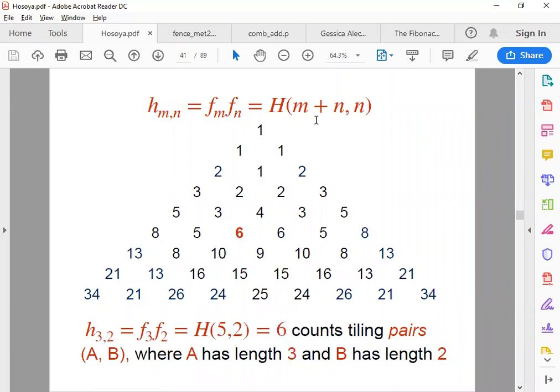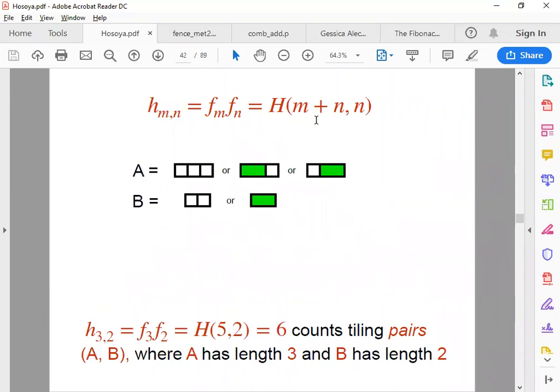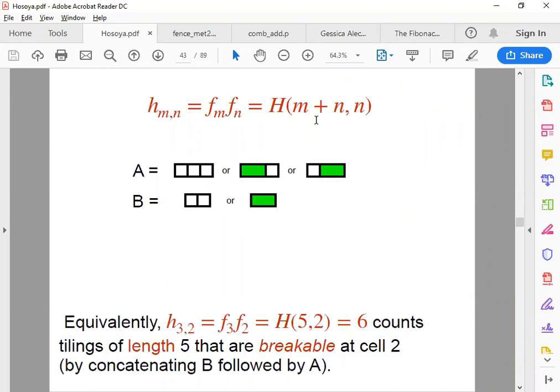H32 is 6, because it counts tilings of length 3 times tilings of length 2. There's another way to think of these that's also convenient. So again, you can think of it as choosing one from row A and one from row B. If you put those things together, what you create is a tiling of length 5, right?